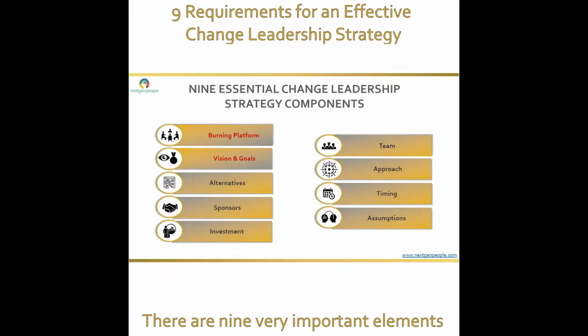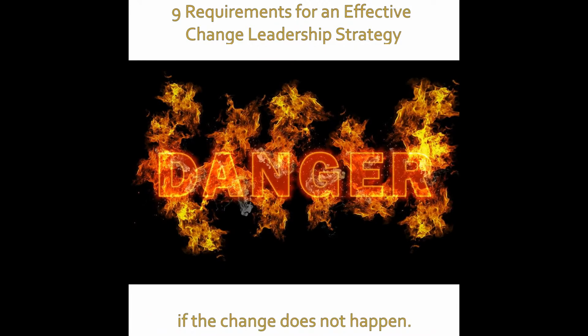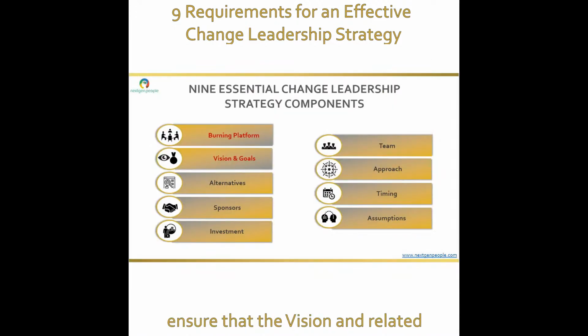So there are 9 very important elements to address when developing the change leadership strategy, and we're going to get into those right now. Number 1 is understanding your burning platform. That's the reason why you need to make that change happen. Understand the burning platform and, metaphorically speaking, how much fire really exists. The burning platform is the largest reason for the change. It implies that there's serious danger if that change doesn't happen, and that obviously if it does happen, there will be significant benefit.